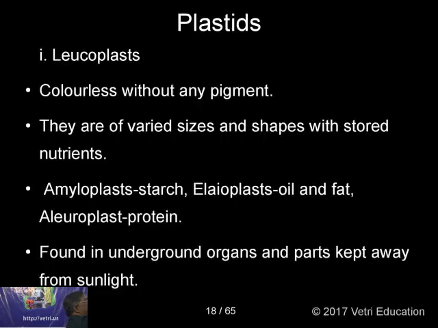Now, the first one is the leucoplast. These are colorless, without any pigment. They are of various sizes and shapes with stored nutrients. Amyloplasts store starch, elaioplasts store oil and fat, and aleuroplasts store proteins. Generally, these leucoplasts are found in underground organs and parts kept away from sunlight.